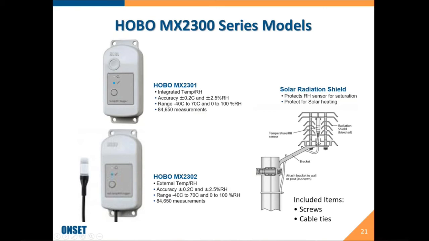Here are a few members of the family. Simple MX2301, which is temperature and relative humidity. Here's the 2302, which has an external temperature and relative humidity sensor. And that external sensor can be put into a radiation shield and kept from the direct sunlight and also from rainfall. Items included with this are screws to screw the loggers in and cable ties if you wanted to tie it to a round object, a pipe or something like that.